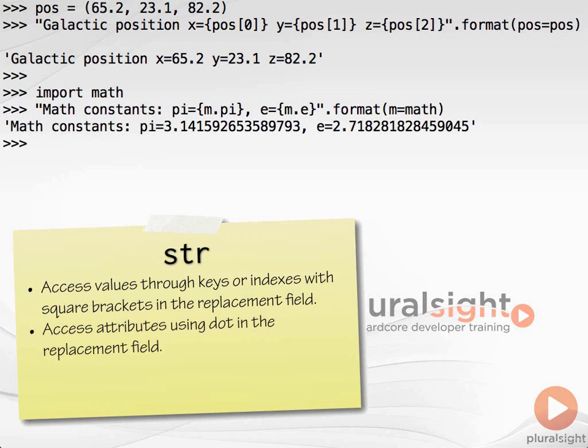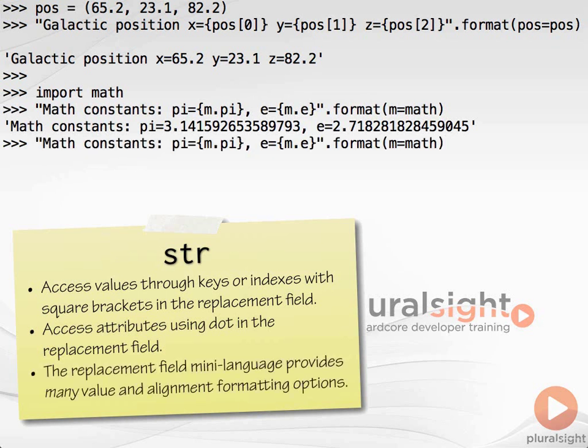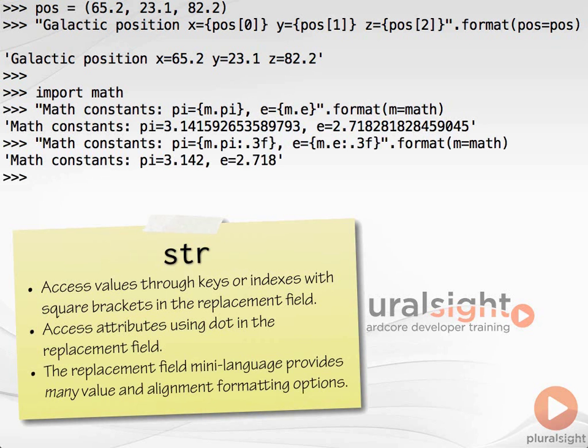Format strings also give us a lot of control over field alignment and floating point formatting. Here's the same with the constants displayed to only 3 decimal places. We don't cover all of the intricacies of the Python formatting mini-language. If you want to know more, consult the documentation.